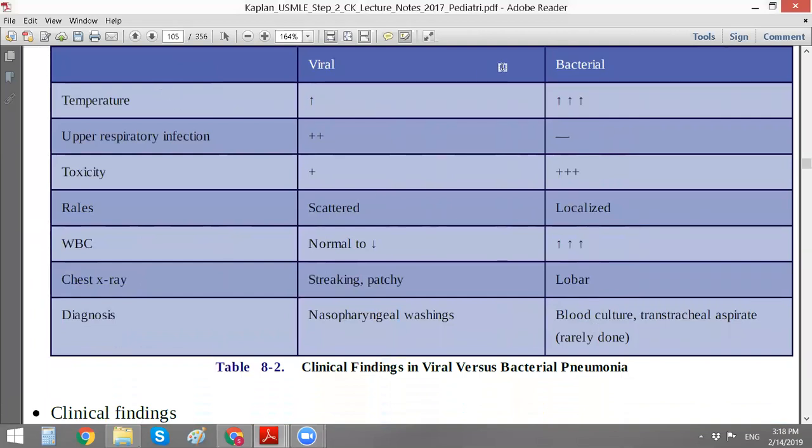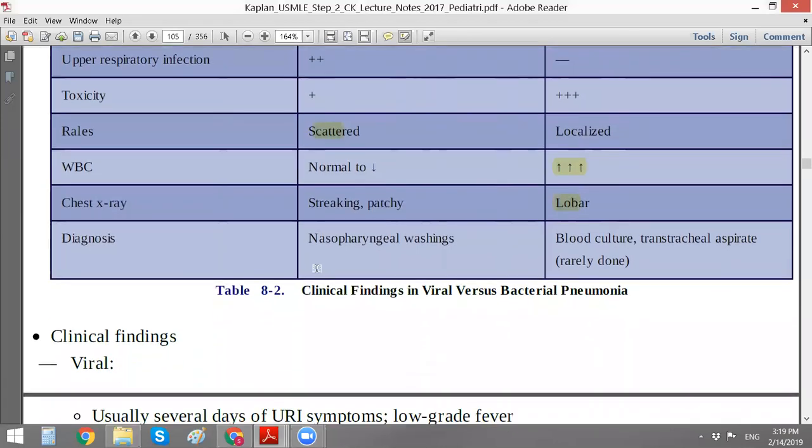In viral, temperature is increased; in bacterial, it is very high, and there's no upper respiratory infection. Here toxicity is very toxic looking, and wheezes are scattered in viral and localized in bacterial. The WBC count is very high in bacterial; it's normal to decreased in viral. Lobar consolidation we often see. Diagnosis is by blood culture; transtracheal aspirate is rarely done. So blood culture is okay.